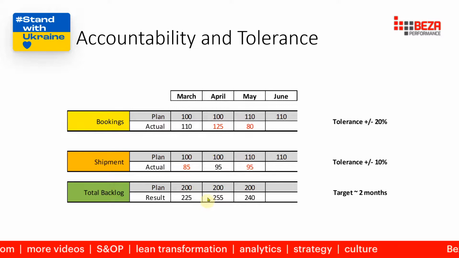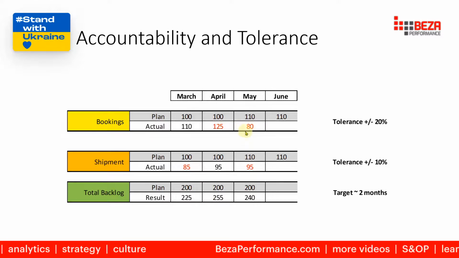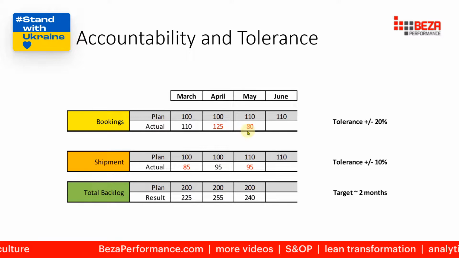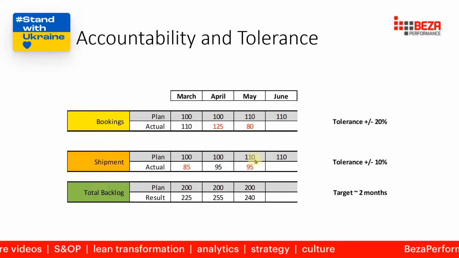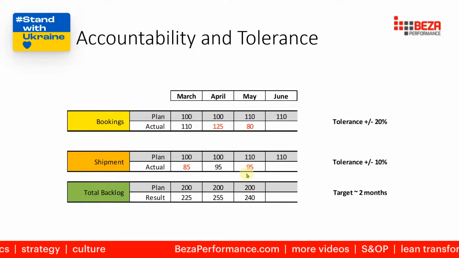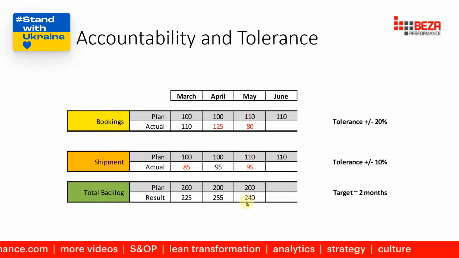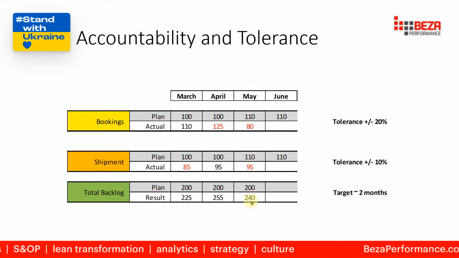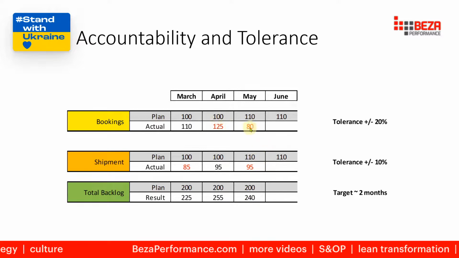Go to the next month, and let's say the bookings are way down. So now I've got this big jump in my bookings. I'm way down. I'm at 80 units against the 110 plan. So I'm now outside of tolerance. And my shipments, because I planned to do that up, I was outside of tolerance as well. But I've actually taken my backlog down. And so out of this, I'd want to know, well, what's going on?